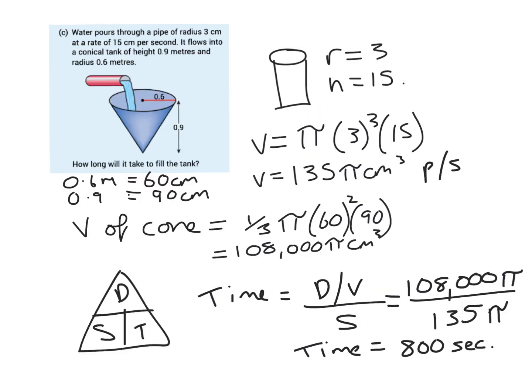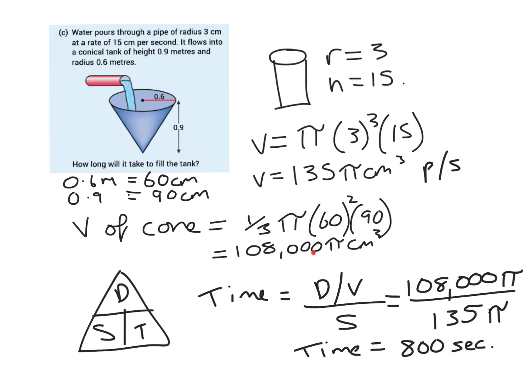Okay, for the last one, I just went ahead and did it because it's very similar to what we were looking at. The only difference in this is that you need to make sure that you convert. So 0.6 metres is 60 centimetres and 0.9 is 90 centimetres. You're going to find the volume of the cone. First of all, find the volume of the cylinder, so how quickly it passes through. You'll get 135 pi centimetres cubed, and that's per second. That's how much water flows in.